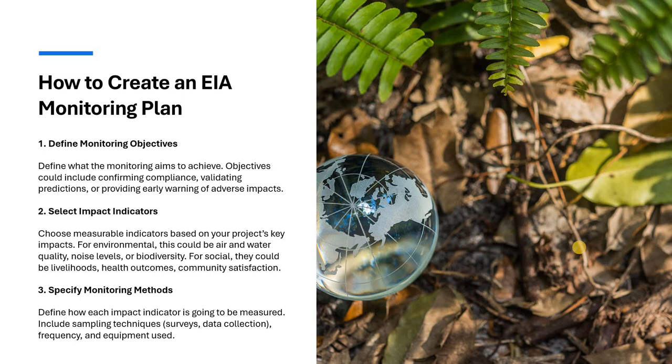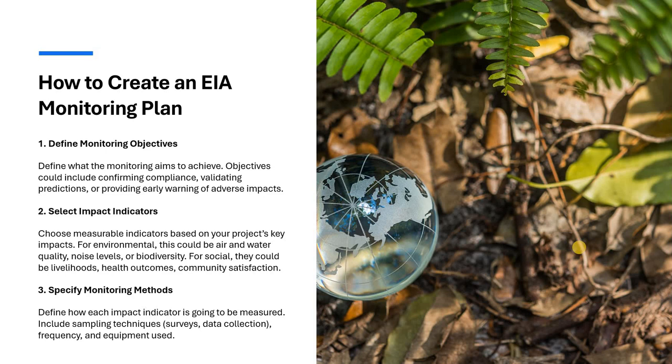So once you've defined those objectives, next you're going to select your impact indicators in step 2. And really, during your assessment and the collection of baseline data, you would have identified expected impacts. So when you're looking at things to monitor, you want to look at both the expected impacts, but you also want to look at anything else you might need to monitor as an unexpected impact.